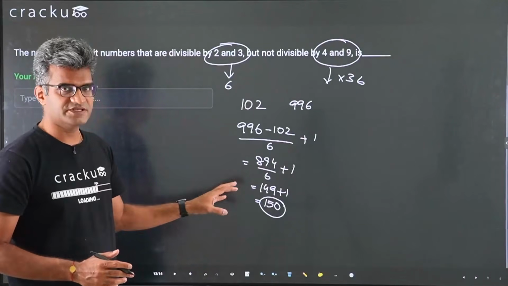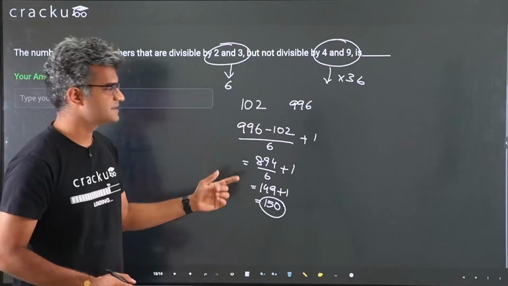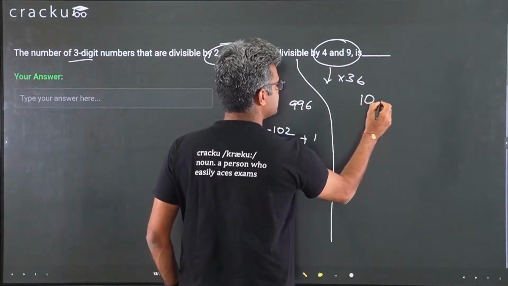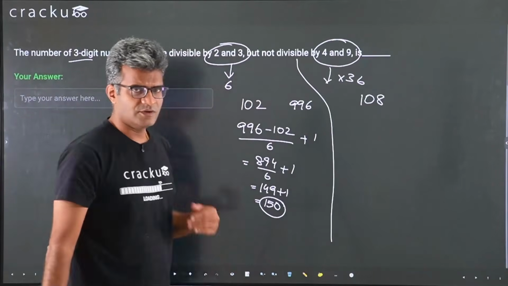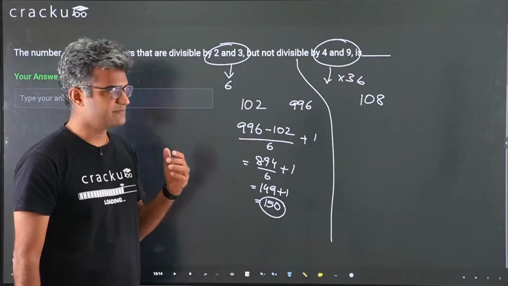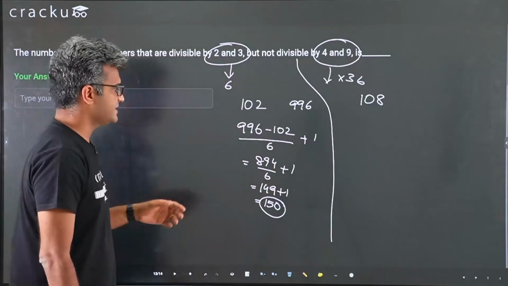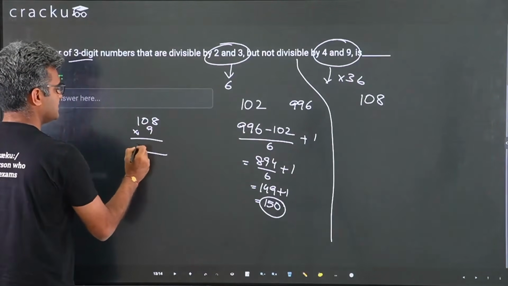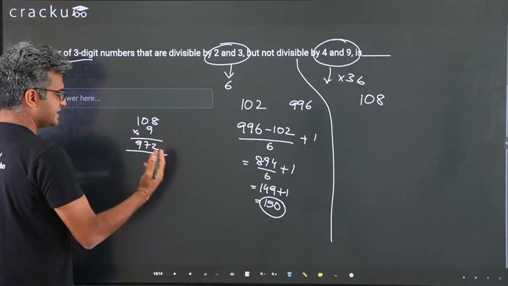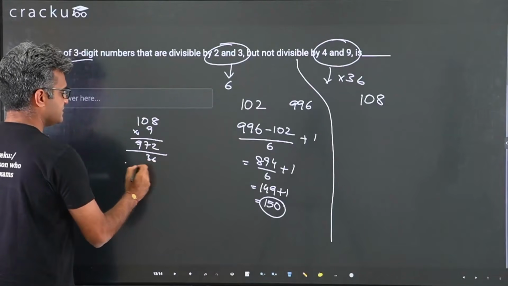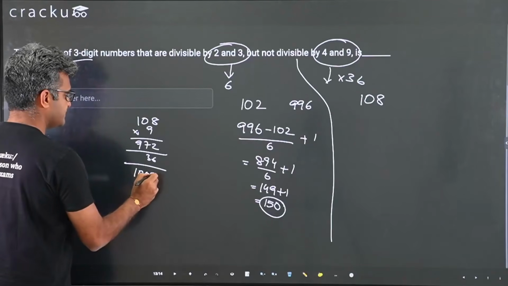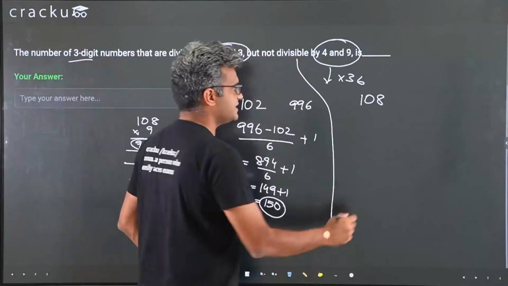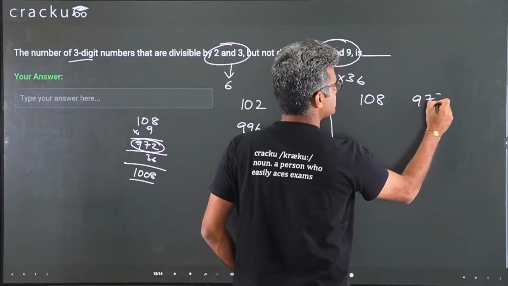Out of these 150 numbers, how many are divisible by 36? What is the smallest 3-digit number which is a multiple of 36? That is 108. What is the largest 3-digit number which is a multiple of 36? We can calculate it. It will be just 108 into 9 is 972. The next multiple of 36 will be 1008, which is a 4-digit number. So the largest 3-digit number which is a multiple of 36 is 972.